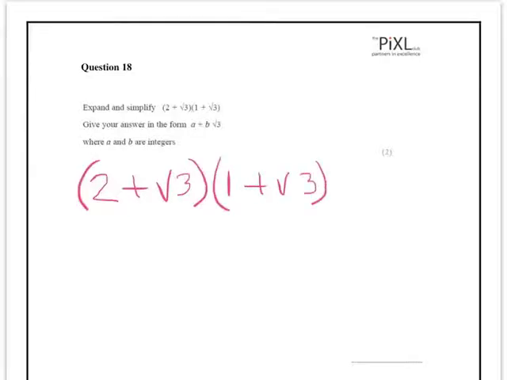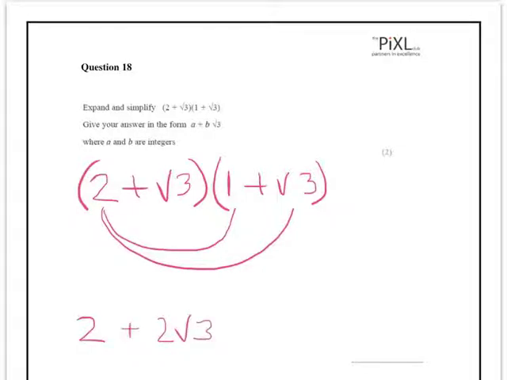Right, and what we're going to do is what I'd call the quadratics in the moon. We're going to multiply out each term. There's the first multiplication. So 2 times 1 is 2. I'm going to do 2 times root 3, which is 2 root 3, and that's a positive 2 root 3, so we put a plus. Then we have root 3 times 1, which is root 3, again it's positive. We're going to have root 3 times root 3.